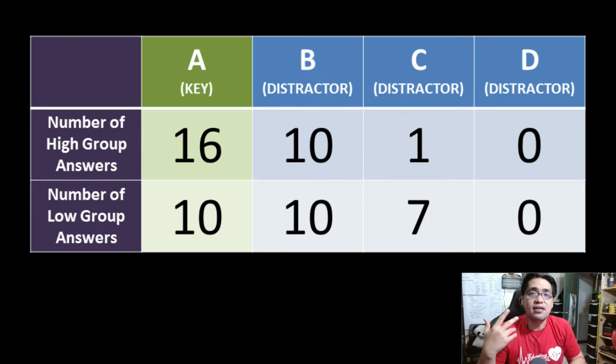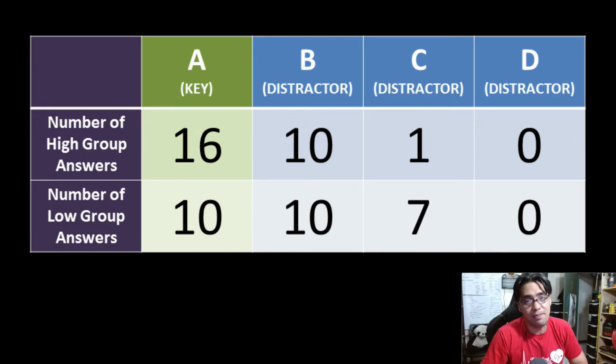Once again, as discussed in the previous example, as far as the key and that one distractor is concerned, those are fine. This indicates that the key is doing its job properly in appearing as the correct answer for students who studied and learned the subject material. That one distractor is doing its job properly in appearing as the correct answer for students who did not learn the subject material properly.